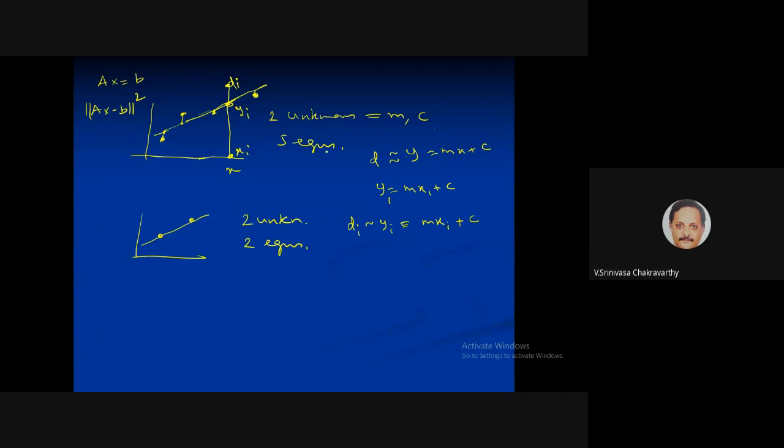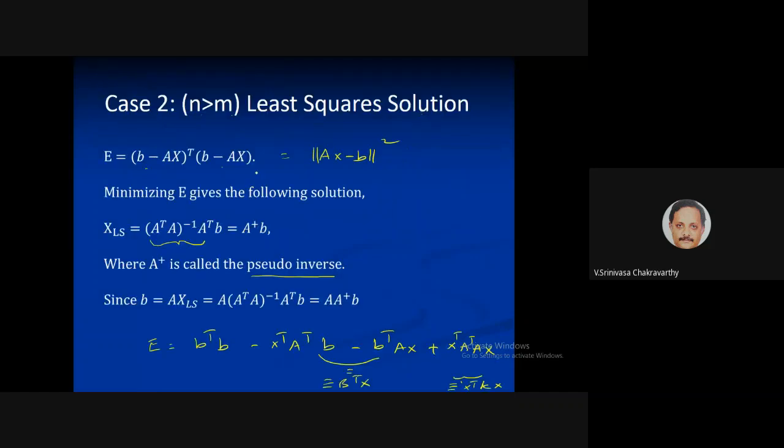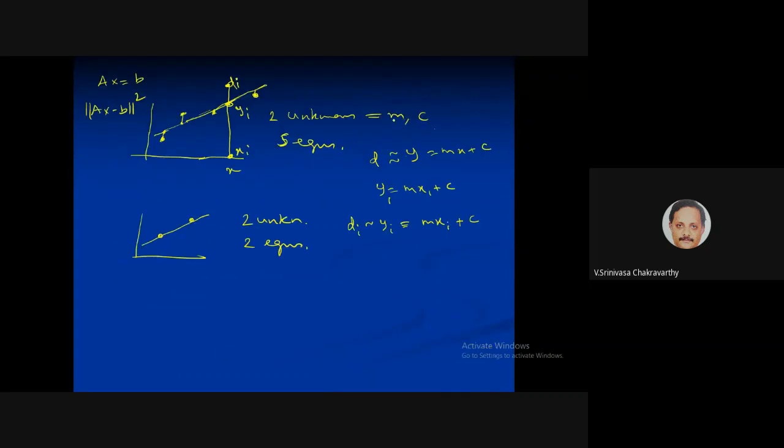Okay, so that means I have 5 equations, but I have only 2 unknowns, m and c. So how do you solve this? So that's what you have here. The m is 2 unknowns and n is 5 equations. So then what we do is we resort to the method of least squares solution.